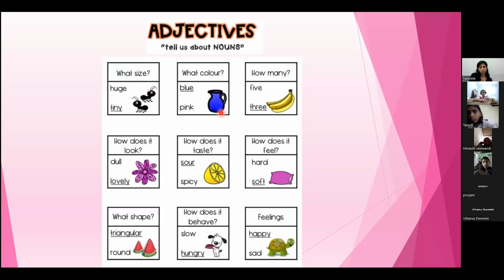So if you tell me jug, I can think about any jug. It can be a black jug, a blue jug, a transparent jug. But when you say the word blue, you are already giving me enough information so that my mind now can make a picture of it inside. All right? So besides size, color, we can talk about quantity.